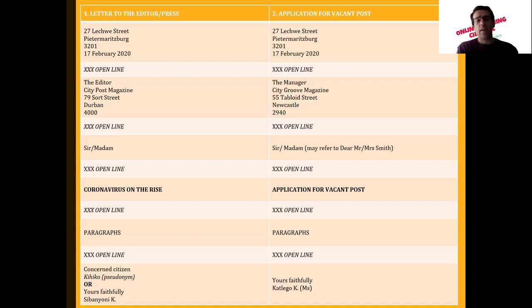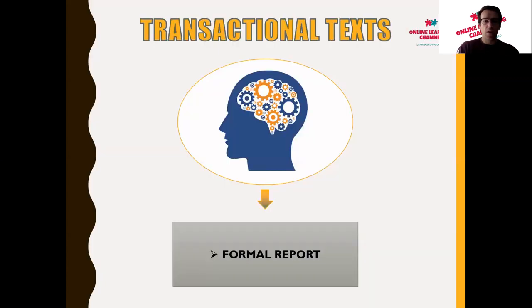Then you would elaborate further on any kind of experiences that you may have had in the past that would now, again, contribute to your readiness to take on this particular role. You would then leave another line open, and you would conclude with yours faithfully. In this case, it is Miss K. Katlejo. Okay, so the next example that we're going to be looking at is a formal report.